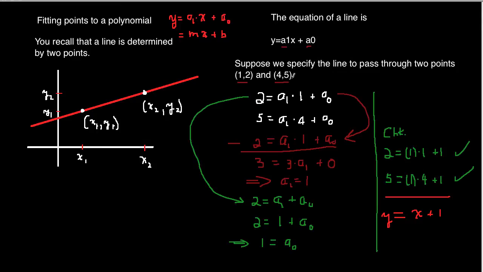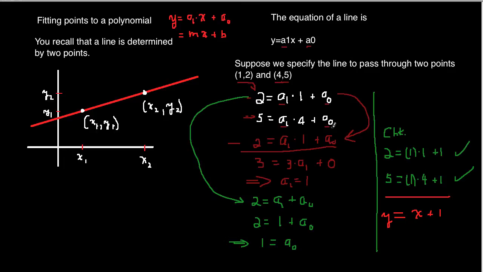So what I do is I now substitute into the equation x equal 1 and y equal 2. So y equals 2 equals a1 times x, but x is 1, plus a0. So this is the first point substituted into the equation, which gives me this. The second point substituted into the equation, where y is 5 and x is 4, gives me this right here. 5 equals a1 times 4 plus a0. So I have 2 equations here and here, and I have 2 unknowns, a1 and a0, that appear in both equations.